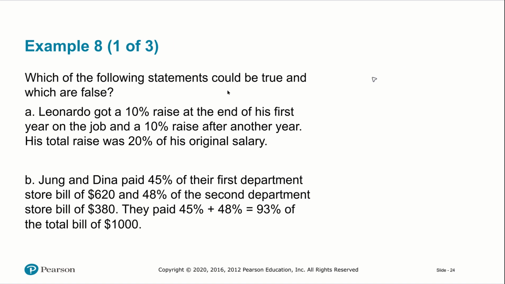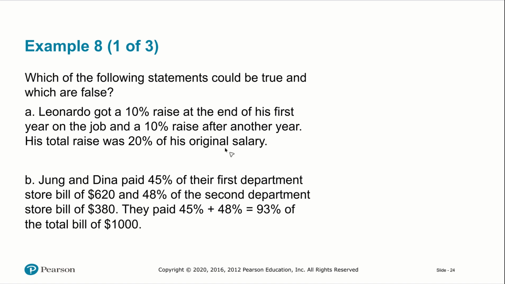All right, here we want to take a look at some statements and see if they're true or false by just looking at them, right? See if they make sense. Leonardo got a 10% raise at the end of his first year on the job and a 10% raise after another year. His total was 20% of his original salary.